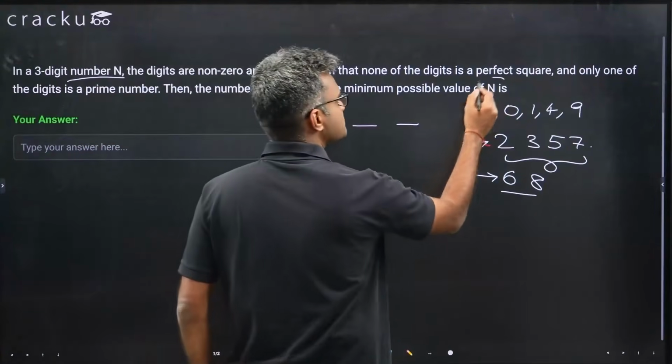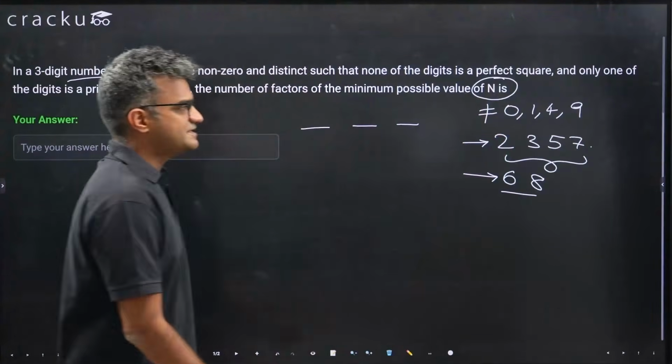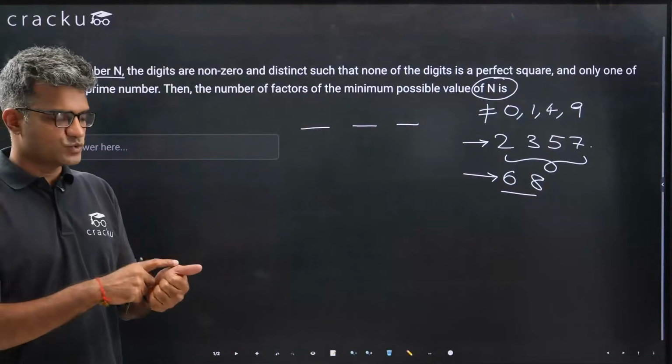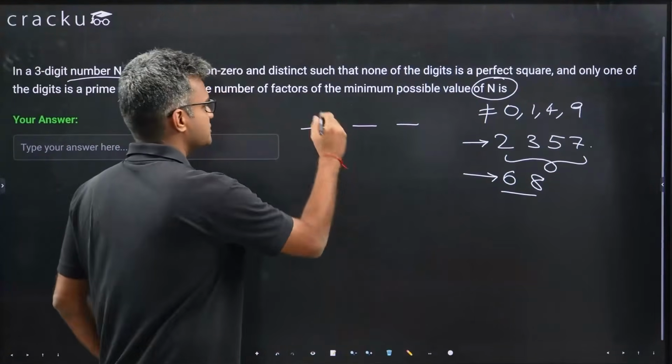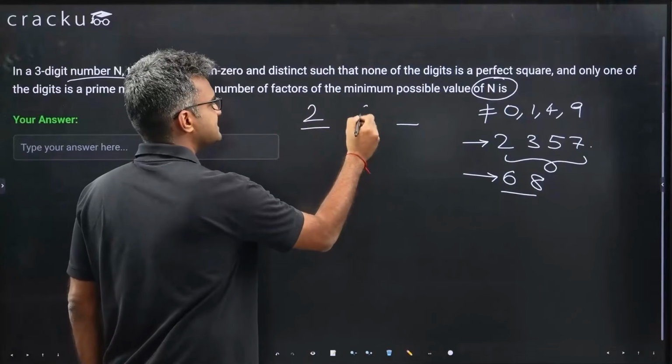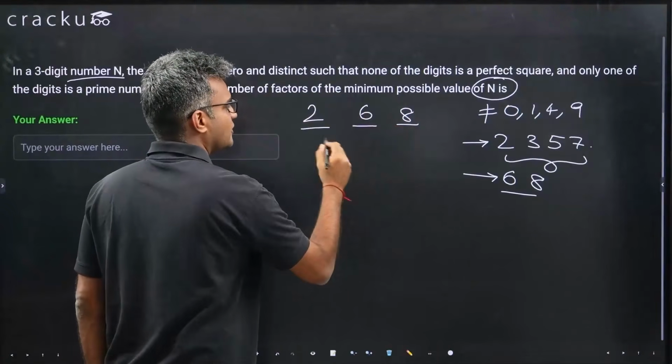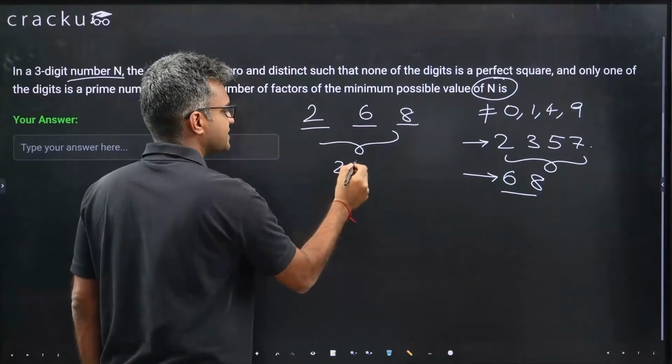So what is the minimum possible value of n? It has 3 digits. One of them is a prime number, so it is 2, 3, 5 or 7. The remaining 2 digits are 6 and 8. So the smallest possible value will be 2, 6 and 8. And how many factors does this number 268 have?